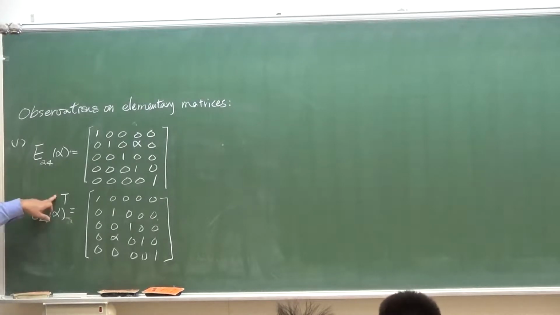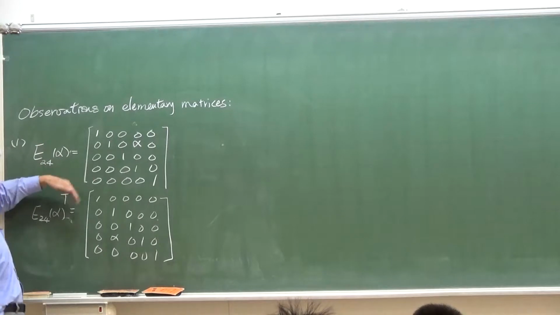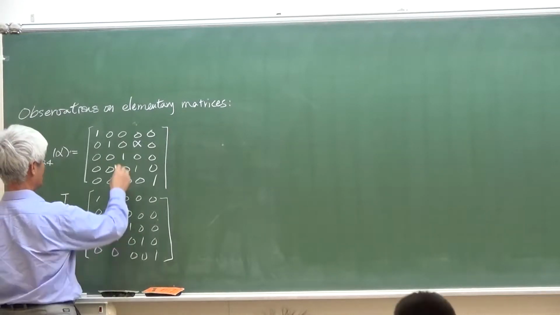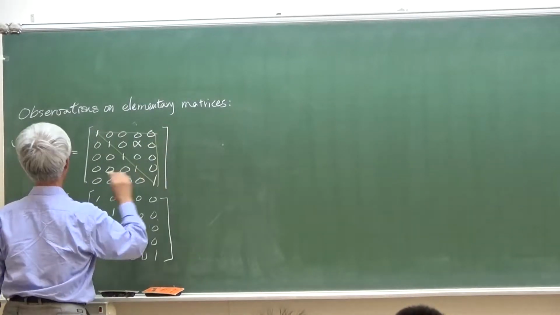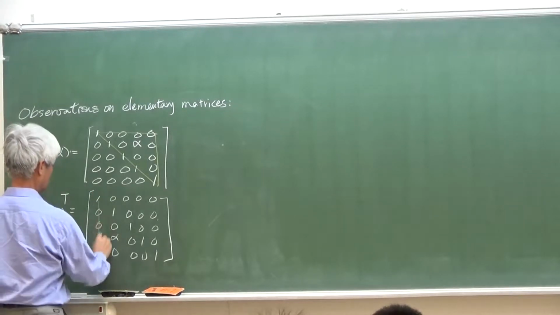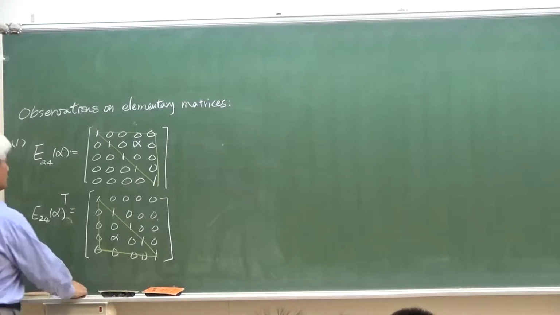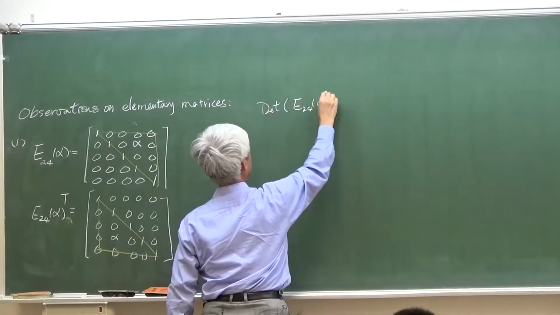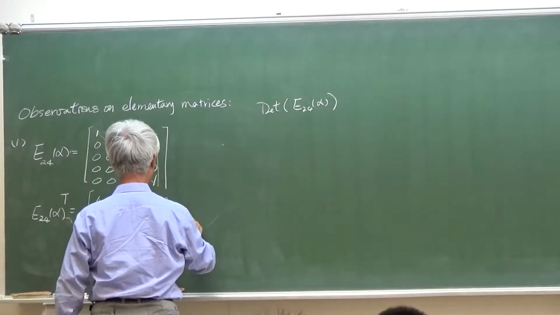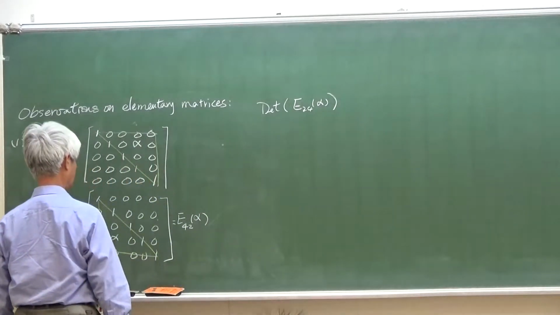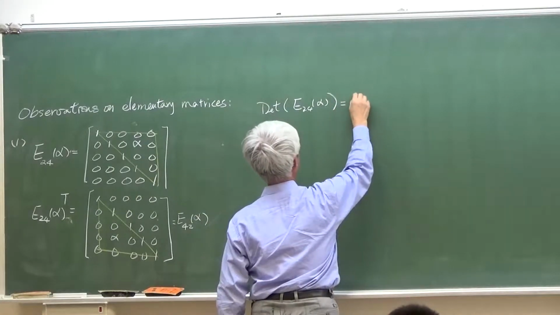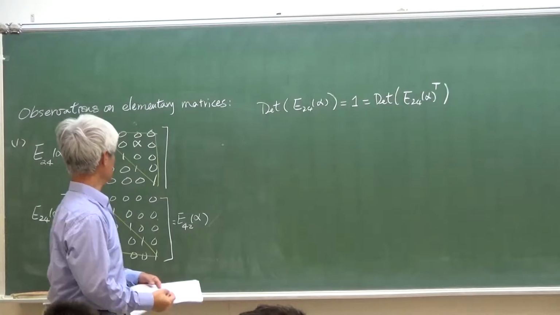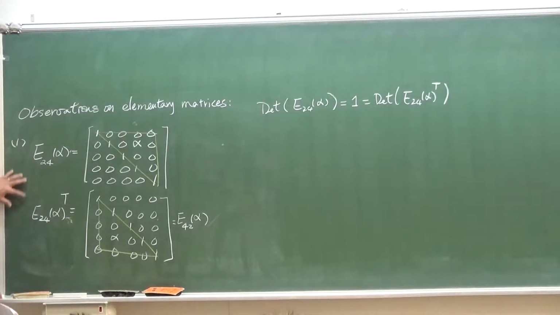When you consider the transpose of this elementary matrix, the transpose is just that the rows become the columns. So you see that this is a triangular matrix, right? And after the transpose, we get a lower triangular matrix, so it's still a triangular matrix. And so you can see that the determinant is actually alpha. Okay? So you can see this is 1 and this is the determinant. But the point is that these two matrices have the same determinants.